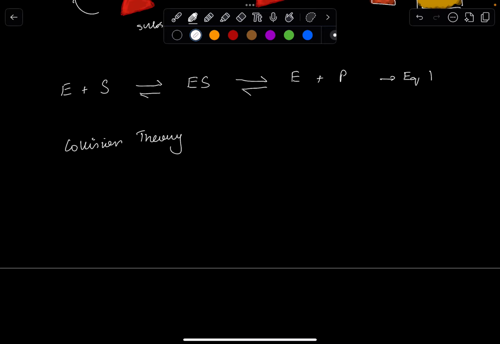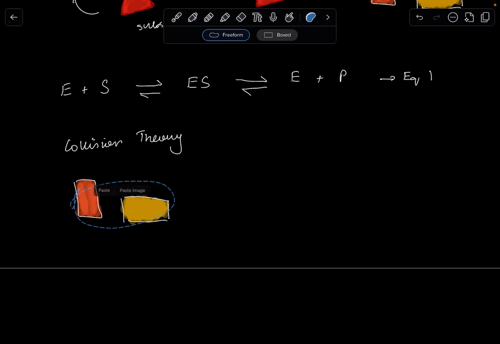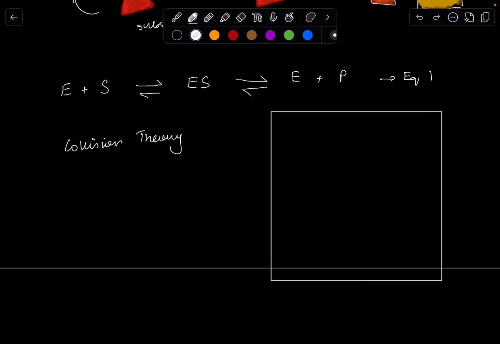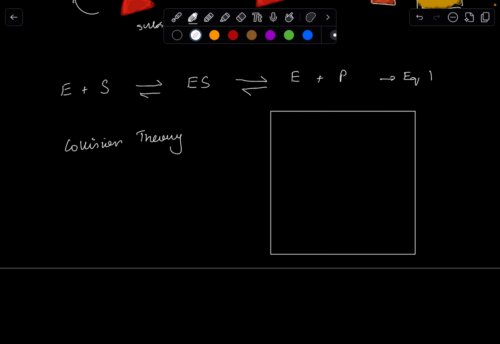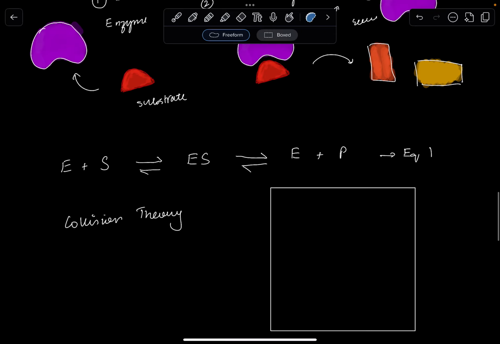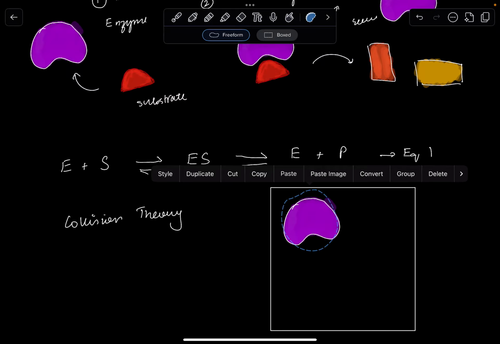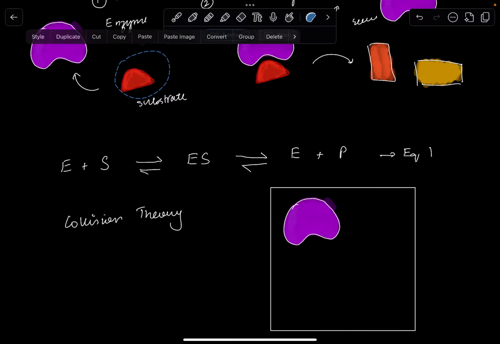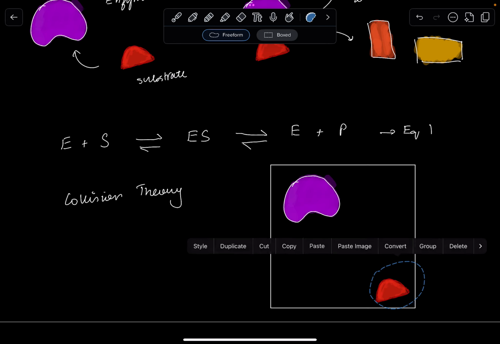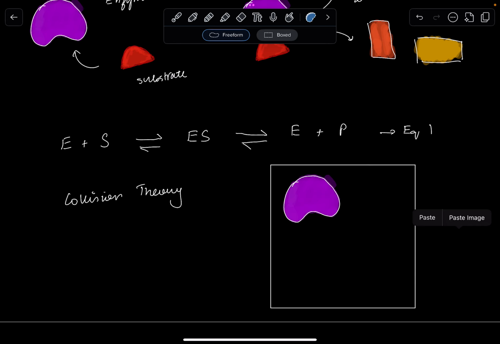Now, collision theory is very simple. It's basically saying that when you have an enzyme, let's say I have a box, right? Let's say I have this massive box. And let's say I have one enzyme in it, and then I have one substrate. Now let's say they're at opposite ends.